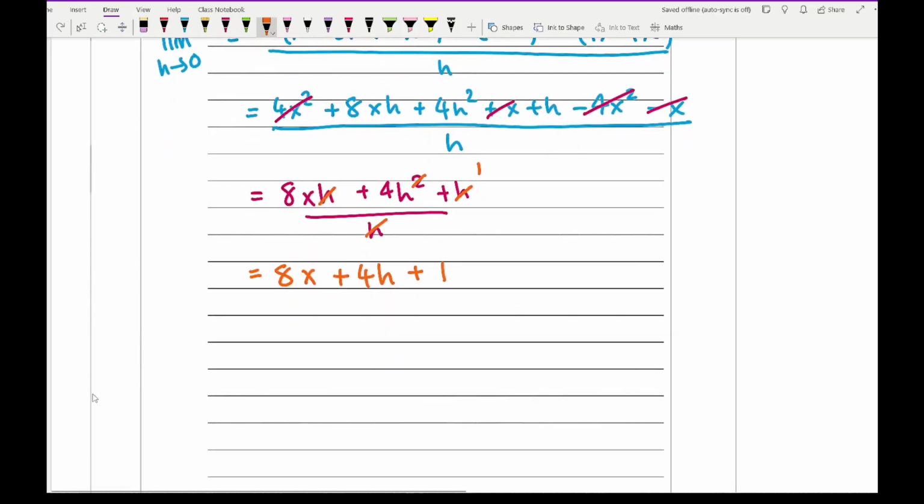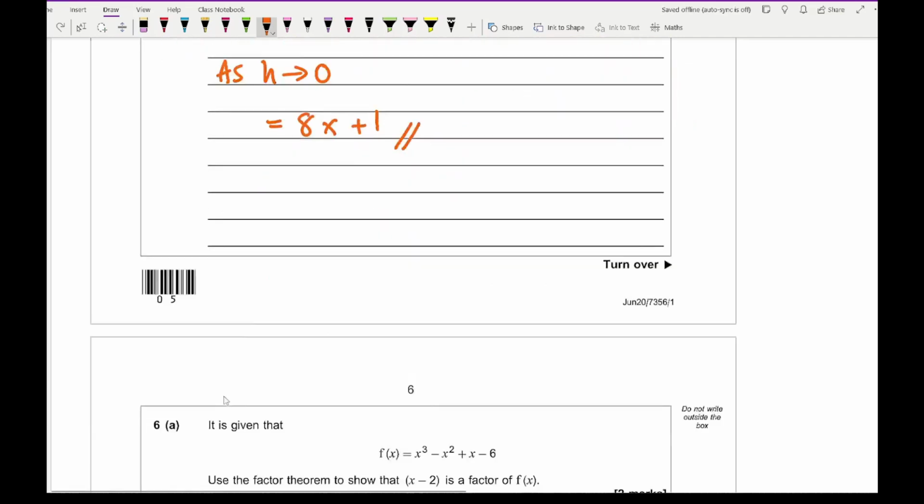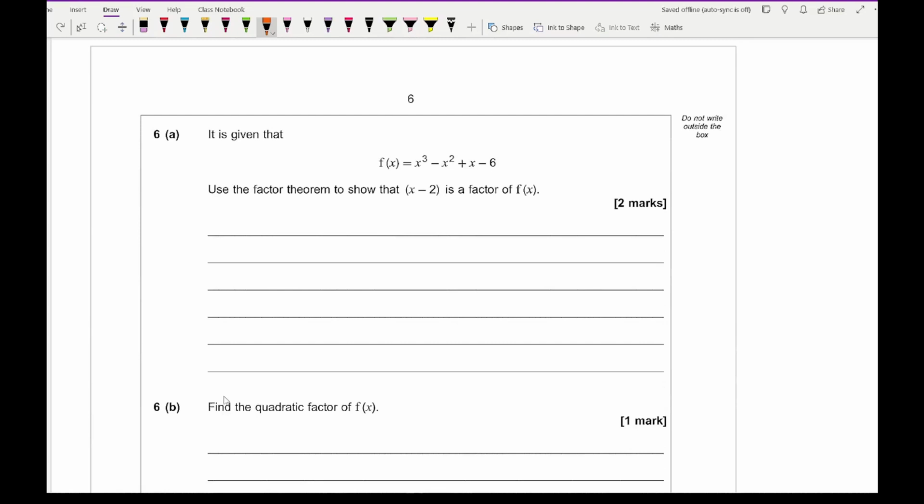And then as h tends to 0, all I'm going to be left with is 8x plus 1, and there is my final answer. Then moving on to question 6a, it says it is given that f of x equals x cubed minus x squared plus x minus 6. Use the factor theorem to show that x minus 2 is a factor.